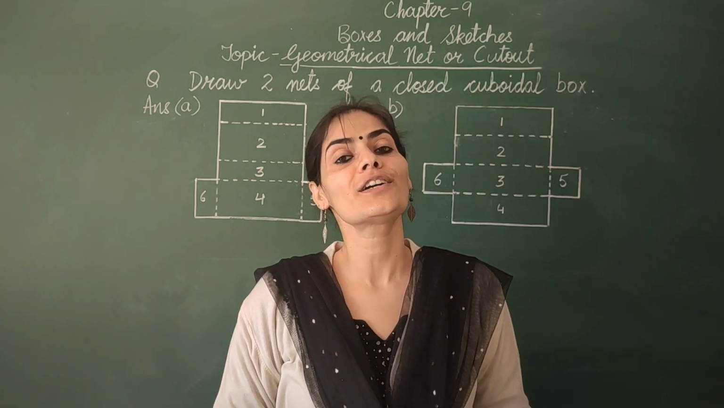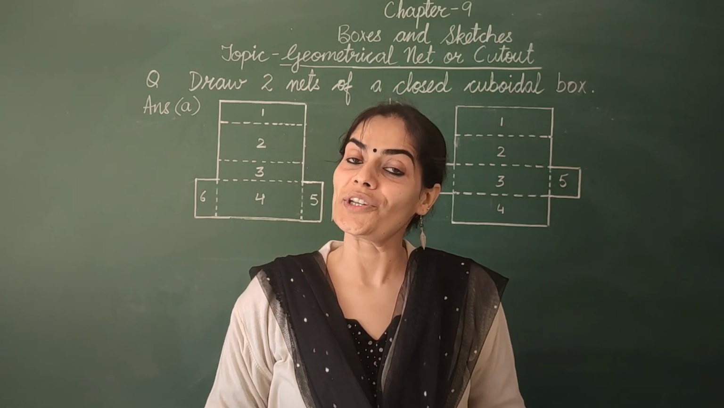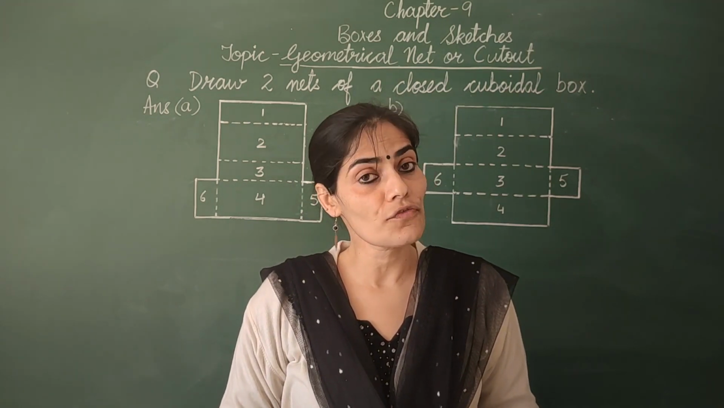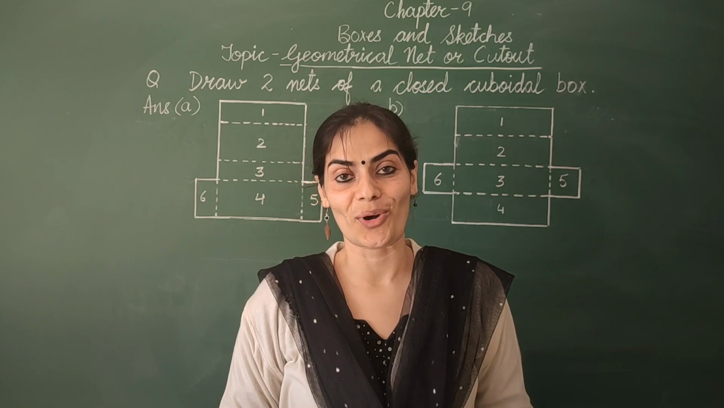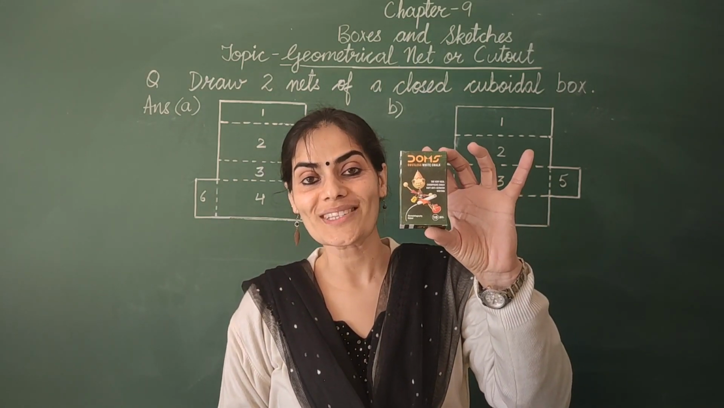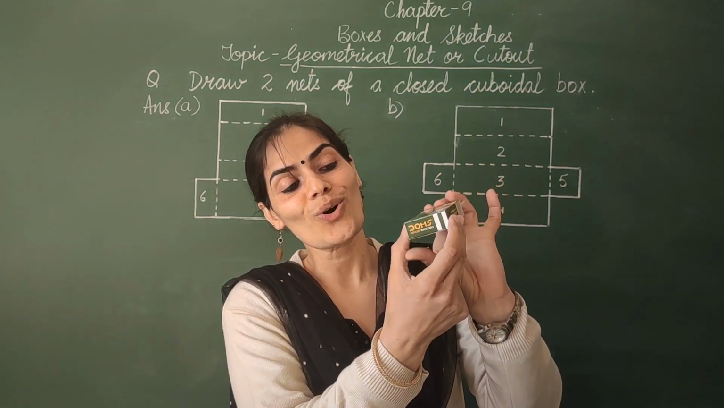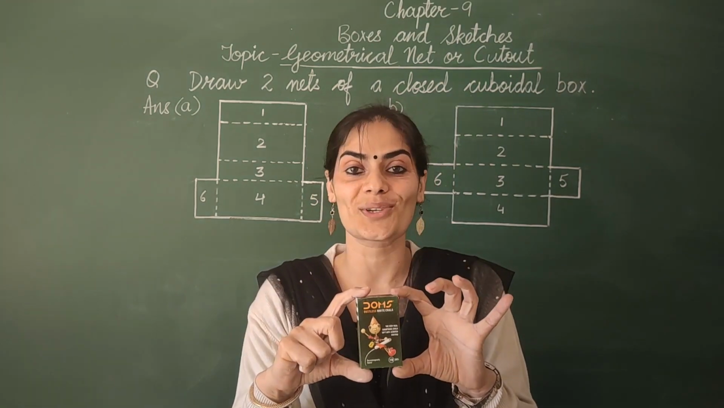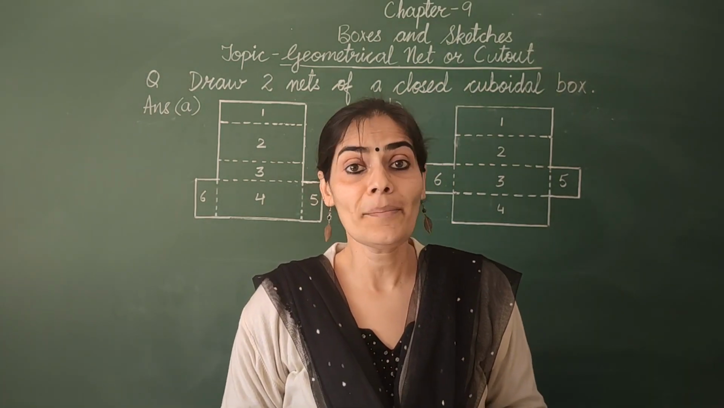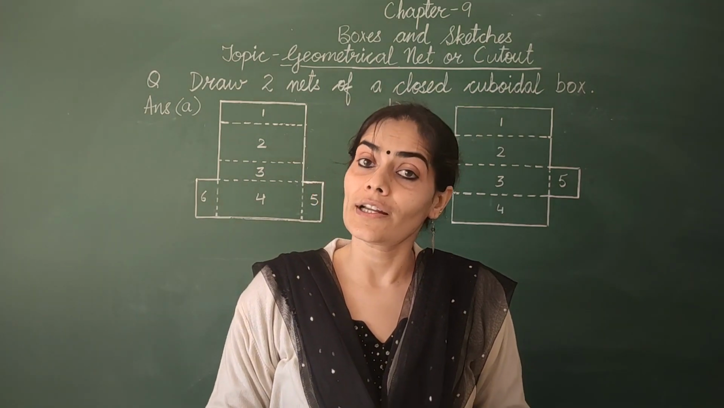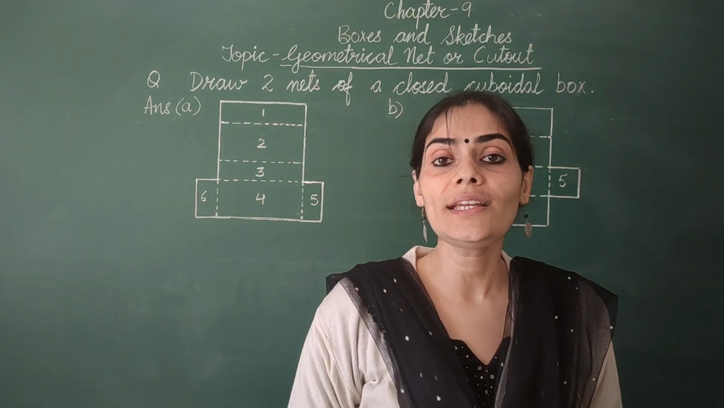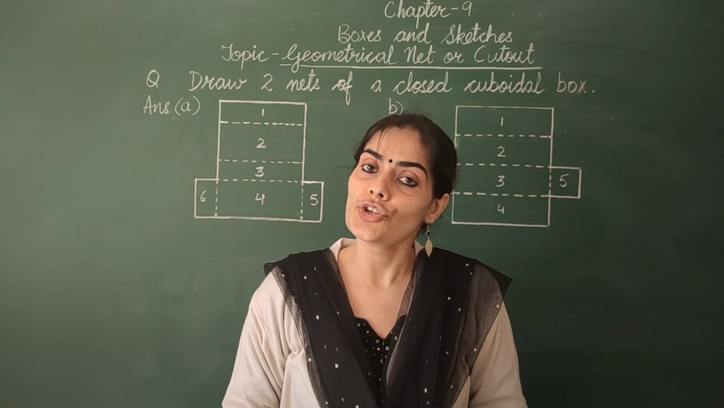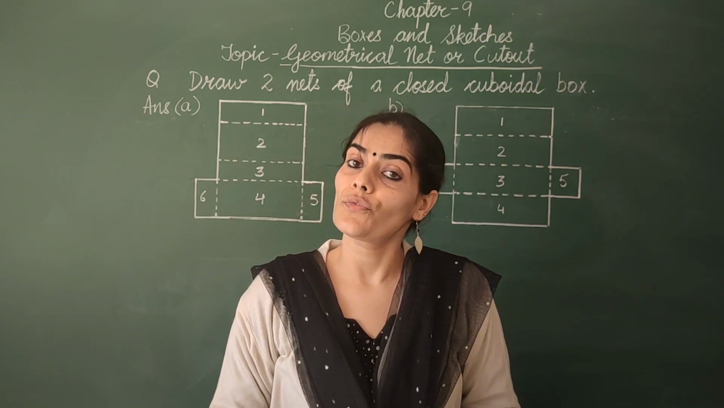Students, let's learn how to draw the net of a cuboid. And we begin with a closed cuboidal box. Now, what is a closed cuboidal box? A cuboidal box which has got all the 6 faces is called a closed cuboidal box. Like I have this chalk box, and what do you observe? That it has got all the 6 faces, and that is why such a box is called a closed cuboidal box. Now, while making the net or cutout of a closed cuboidal box, we need to keep a few things in mind. The first one is that it should have all the 6 faces.